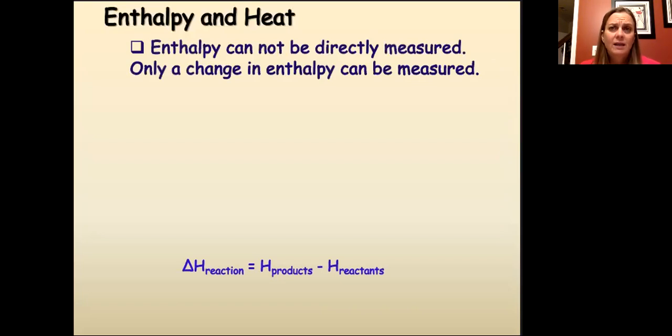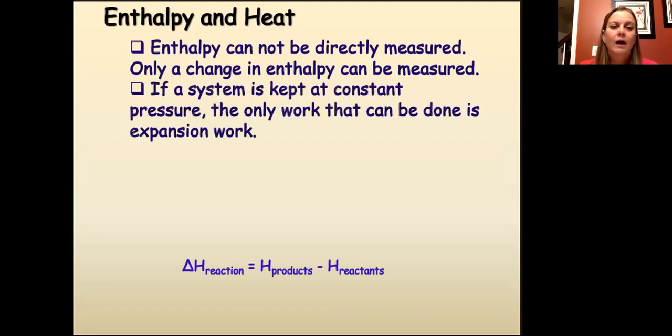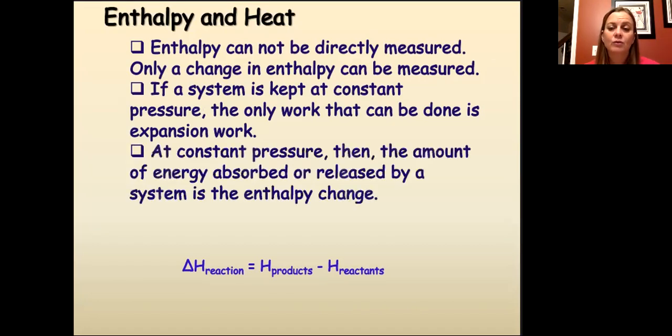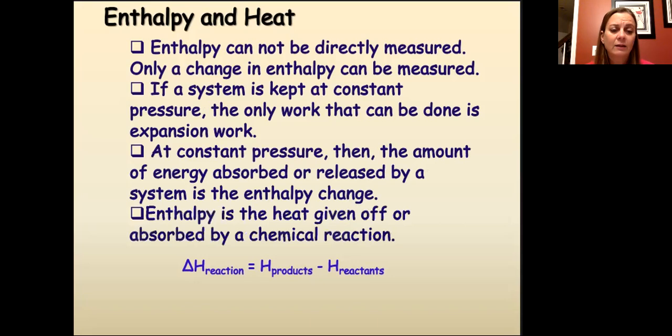So enthalpy and heat are nearly interchangeable quantities. Enthalpy cannot be directly measured. What can be measured is a change in enthalpy. If a system is kept at constant pressure, the only work that can happen is expansion work. So the amount of energy absorbed or released by a system is the enthalpy change. So an easier way to think of that is to say that enthalpy is the heat given off or absorbed by a chemical reaction.